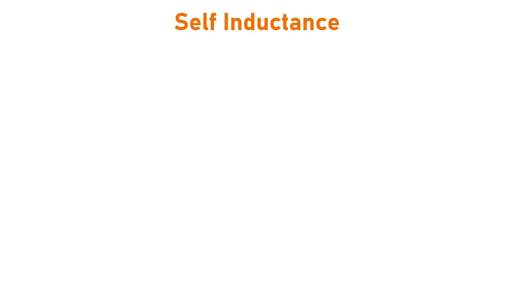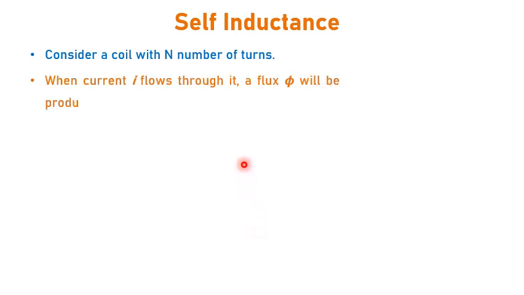Let us discuss self-inductance and mutual inductance. Consider a coil with N number of turns and a current of I ampere flowing through it. Definitely it will produce a flux of phi Webers. This is the symbol used for representing the flux, whose unit is Webers.